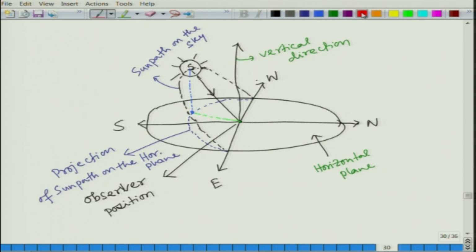Here you can see that there are two very important angles in this figure. One is the angle the ray makes with the vertical line. We call this angle the zenith angle, theta z. The other major angle you see here is the angle the sun ray makes with the horizontal plane.